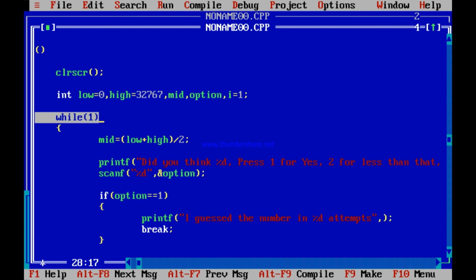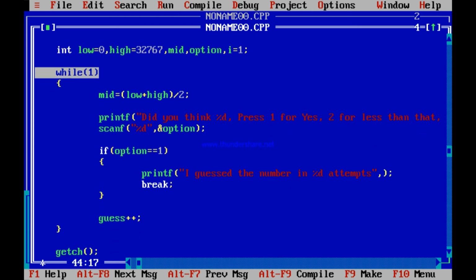I enter this while loop with i equal to 1 always. So I know that whenever I reach over here, if I keep on incrementing this i every time in the loop, i contains how many times I have entered the loop. So I can say I guessed the number in i attempts. I think you understand this. So I guessed the number in %d attempts, and I can break out.